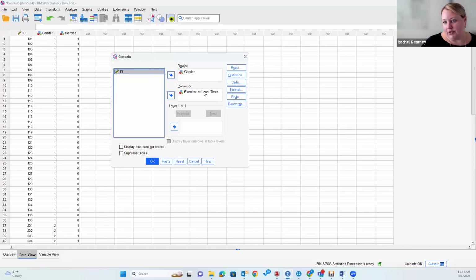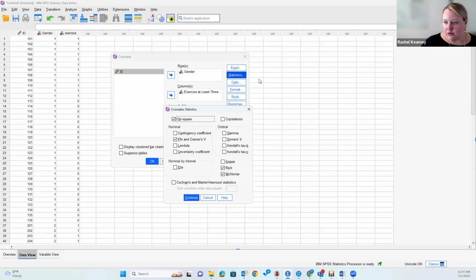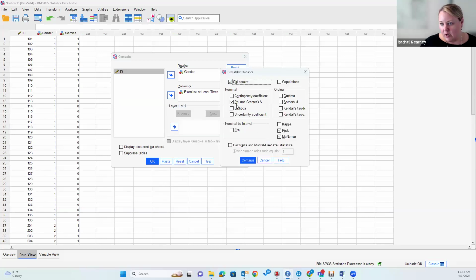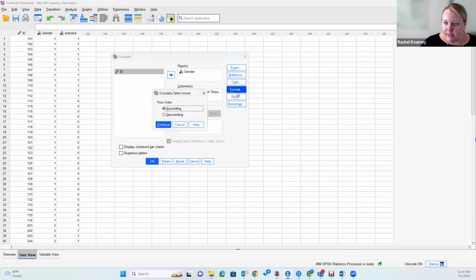You're going to put gender and exercise into your rows and your columns here. Under Statistics, you're going to choose Chi-square, Phi and Cramer's V, Risk and McNemar. Those will give you all the things that you need.